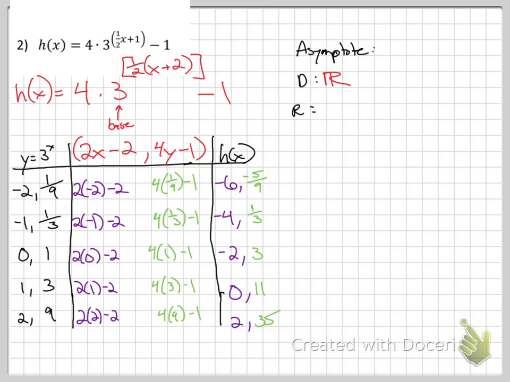I skipped right over asymptote. The asymptote is always y equals the constant. So y equals -1 is the asymptote. So let's see what way this is going. This is going to be a terrible sketch.